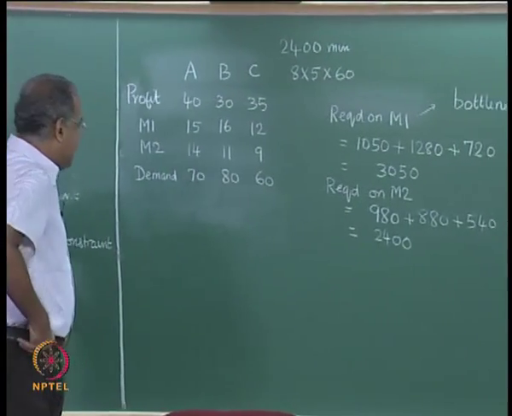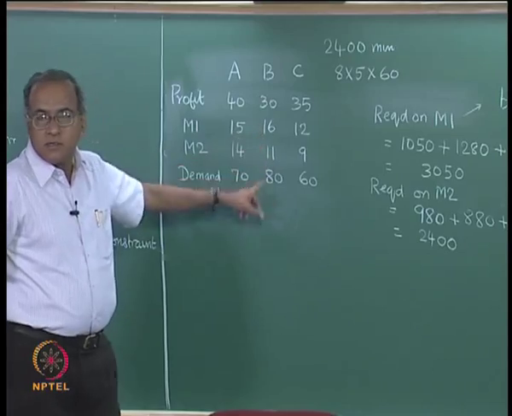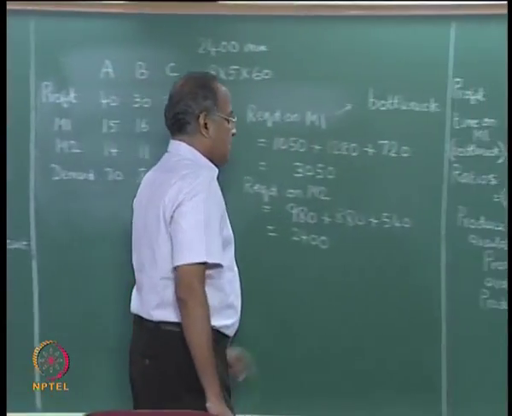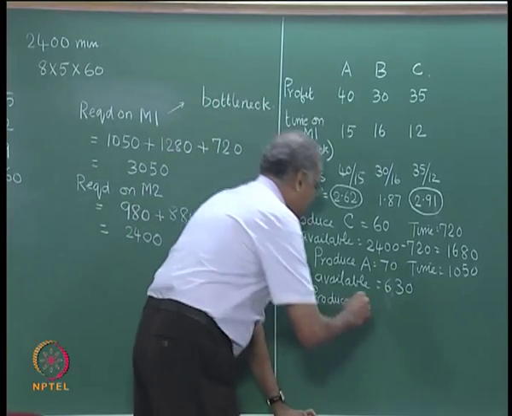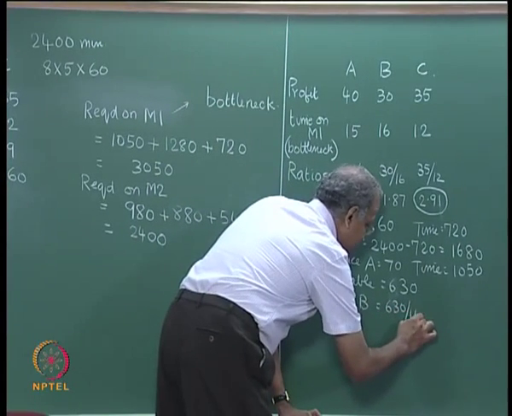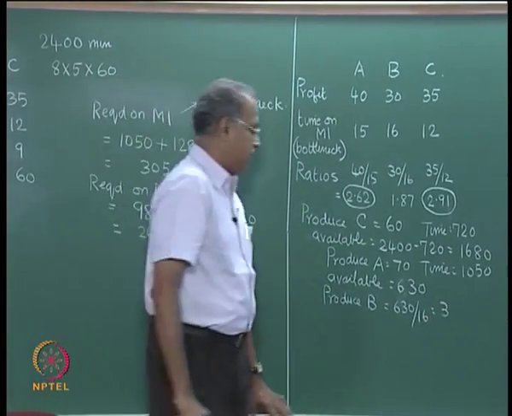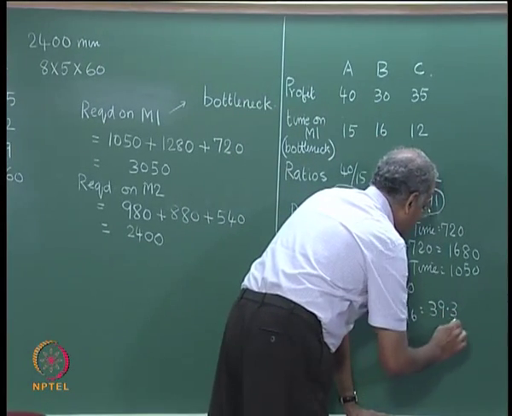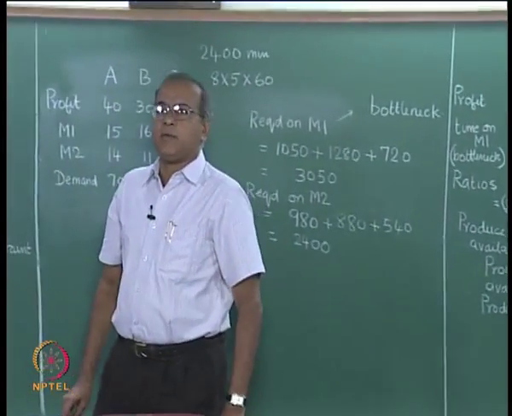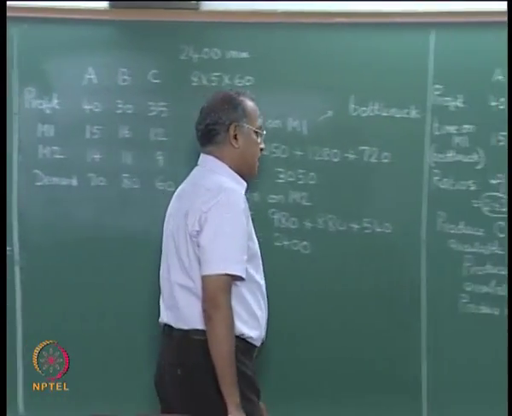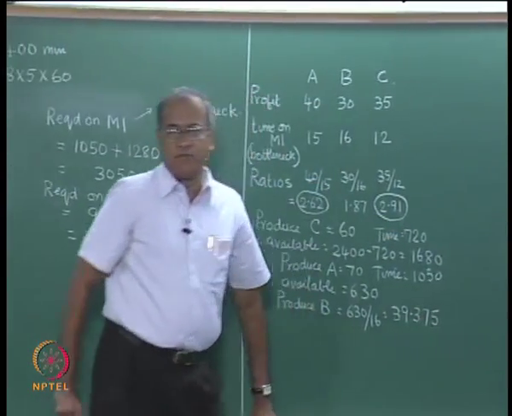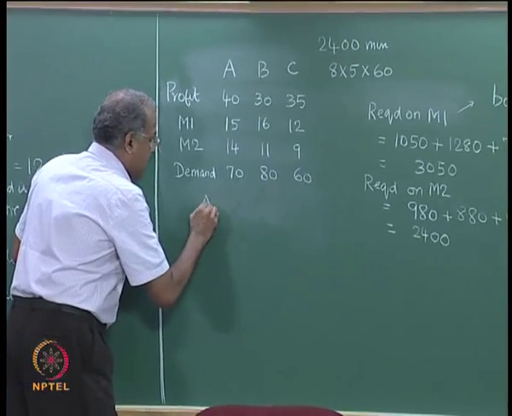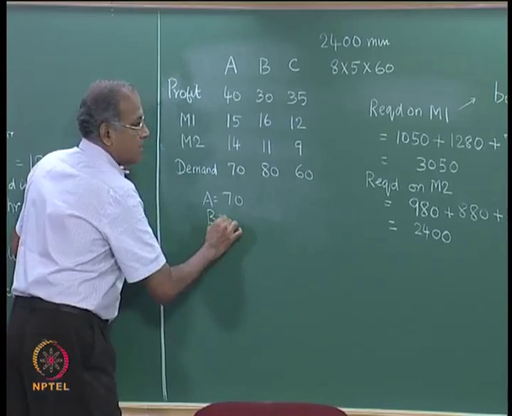Now B's demand is 80, time required is 16. So total time required is 16 into 80, which is 1280, which is more than this. So we will be able to produce only 630 divided by 16. 16 times 3 is 48, 16 times 9 is 144, 16 times 7 is 112. So we will be able to produce 39.375 units of B.